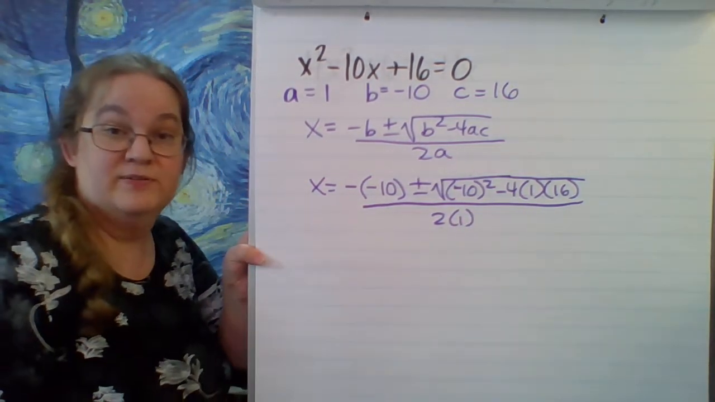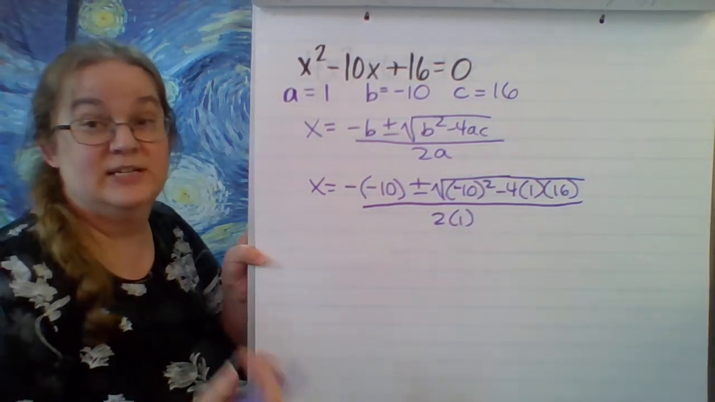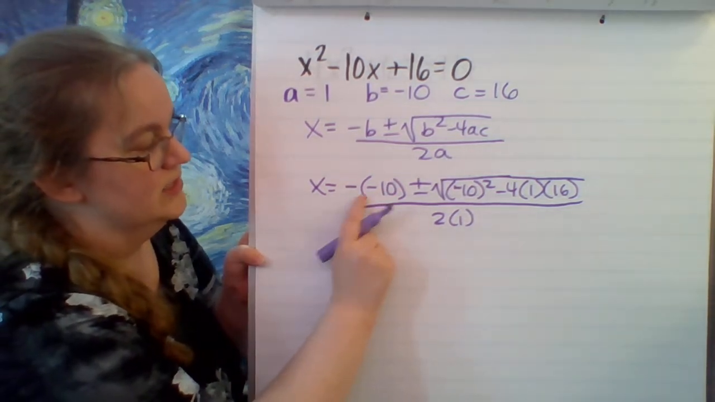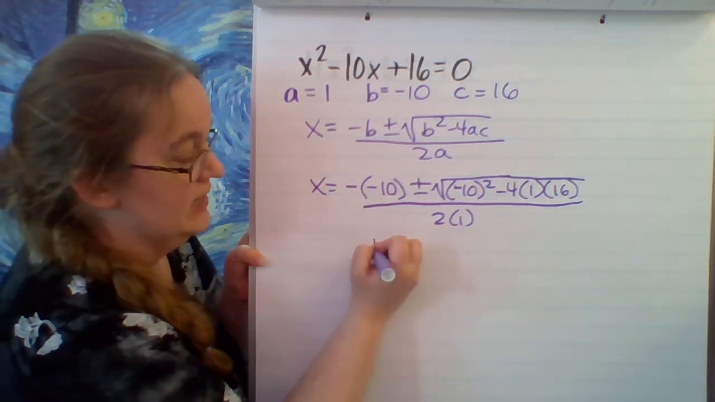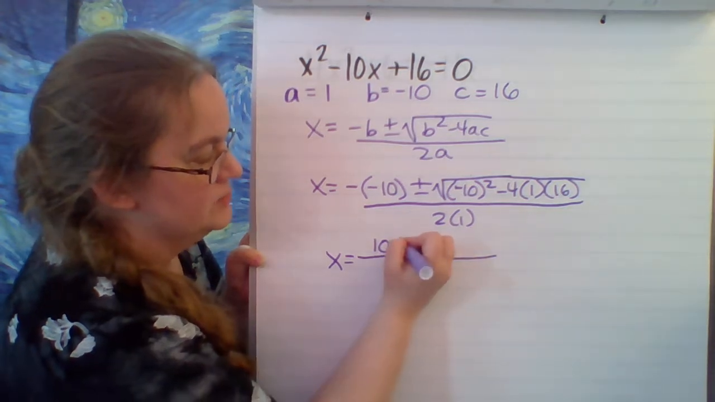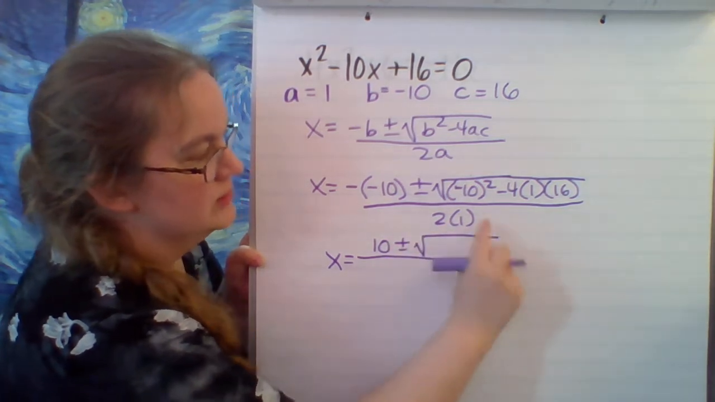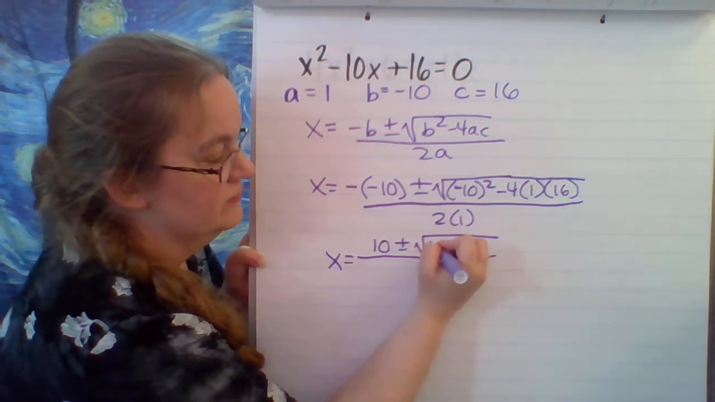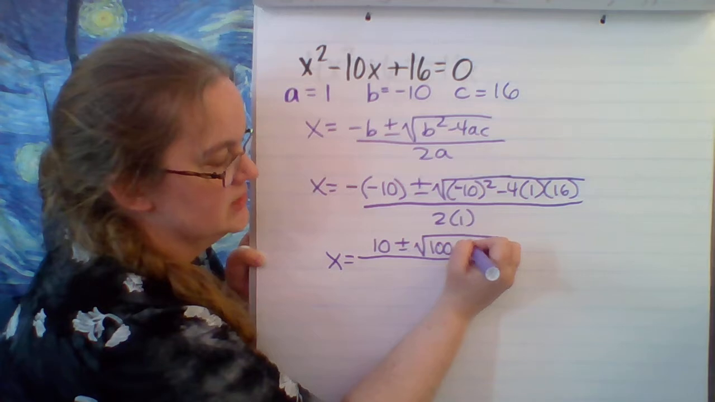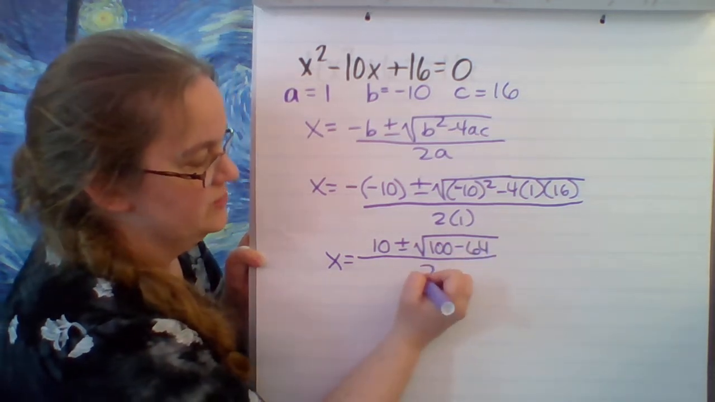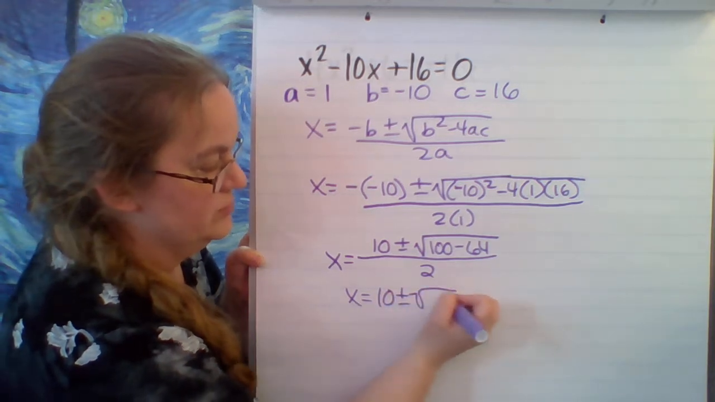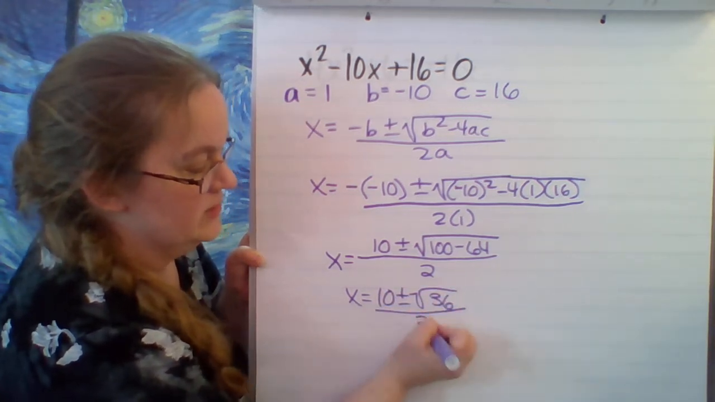Okay, now I'm going to start simplifying, and I'm going to do it in a couple of steps so you guys can kind of see what's going on as I'm doing it. Okay, so minus negative 10. So the opposite of negative 10 is just 10. Okay. Plus or minus the square root. Okay, that's going to be 100. Minus, and 4 times 1 is 4, times 16 is 64. Divided by 2. So that's going to be 10 plus or minus the square root of 36 divided by 2.